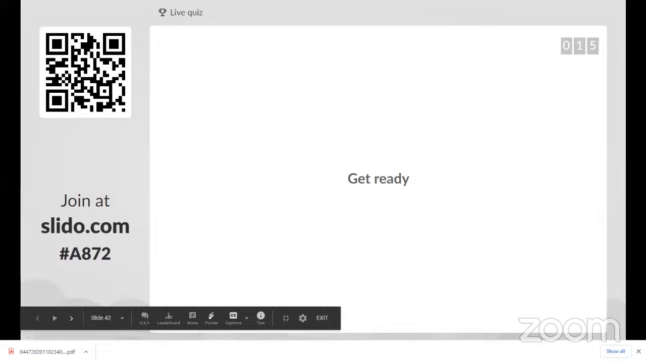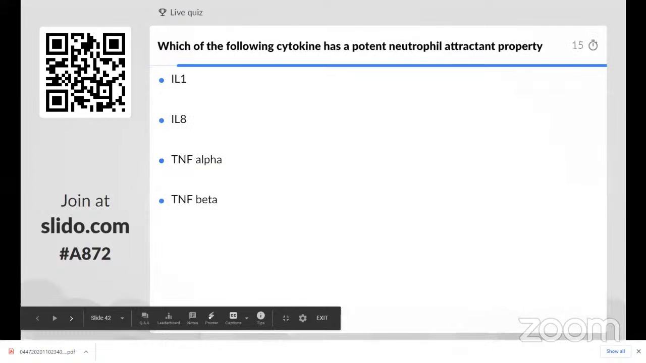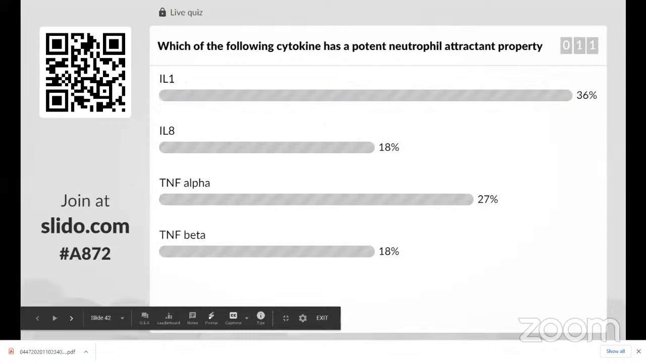Okay, talking about the interleukins, which of the following cytokines has a potent neutrophil attractant property? A little difficult question. If you heard the lecture, maybe you would know. Interleukin 1, interleukin 8, TNF alpha or TNF beta, which has got neutrophil attractant property?